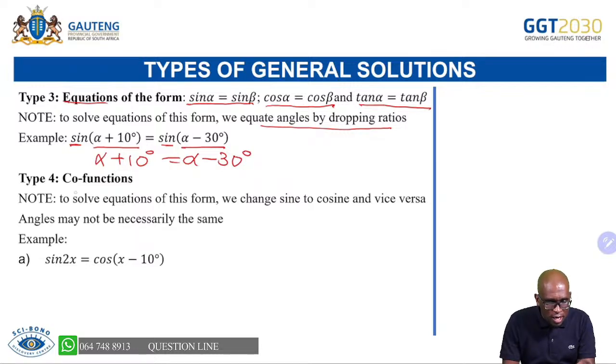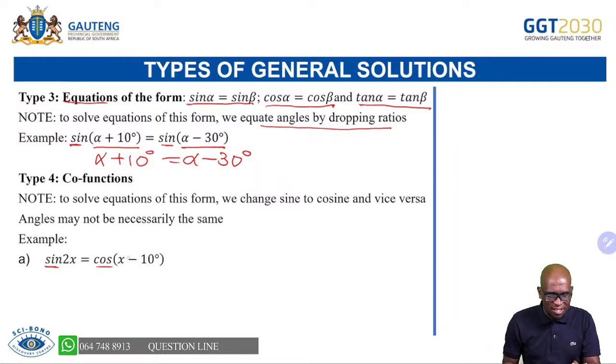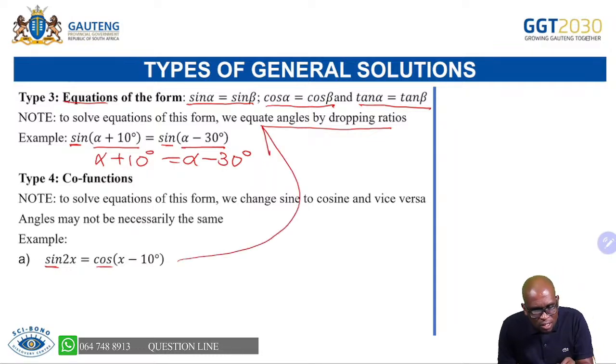Right, let's move on here to type 4, which is the cofunction. To solve equations of this form, we need to change the sine to a cosine and the cosine to a sine. Now, how do you see that it's this type? You have the sine equated to the cosine, right? Remember, at times when the angle is the same, if it was 2x and 2x, we're going to change it to the tangent because the angles are the same. But because these are not the same trig ratios, the angles are also different.